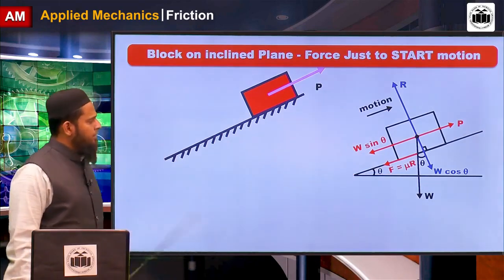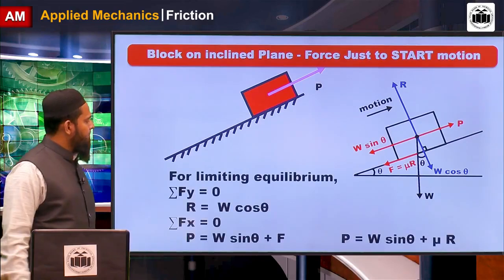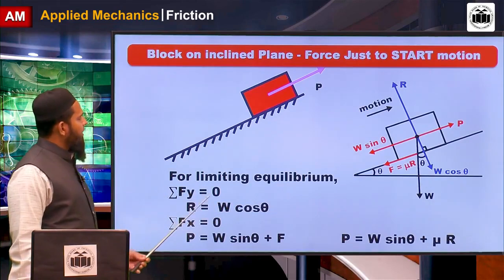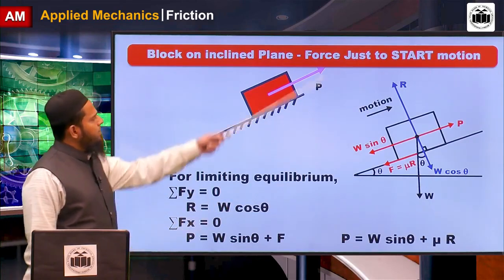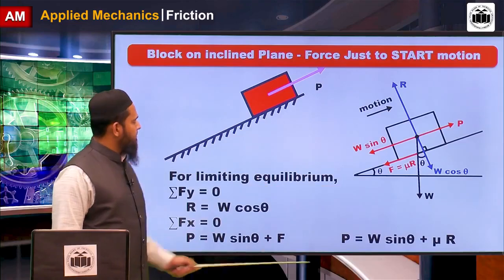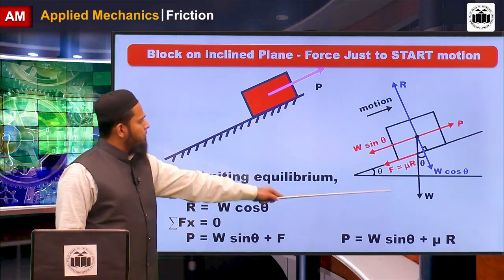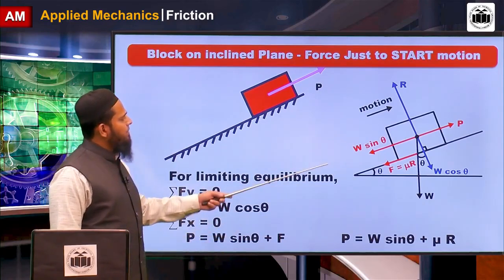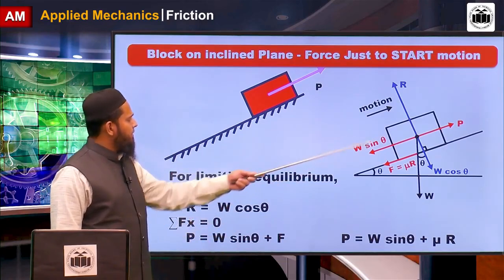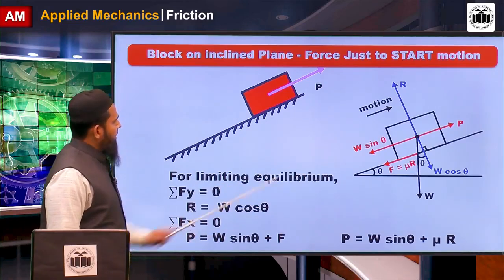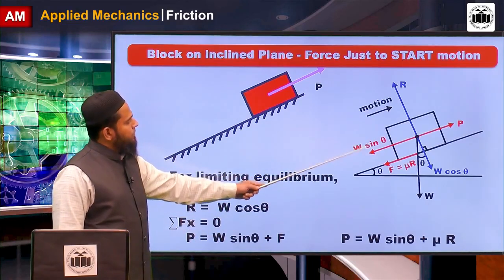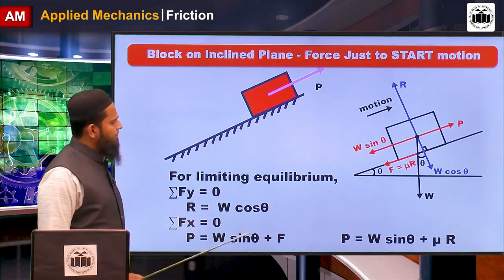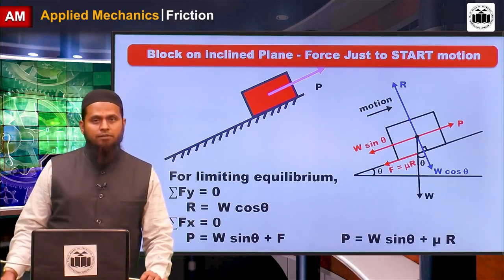Now using these conditions of equilibrium, for limiting equilibrium, summation Fy is equal to 0. Fy is across the plane. R is balanced by W cos theta, and Fx is equal to 0. Fx is along the plane. P is now balanced by W sin theta and F, and F is equal to mu R.